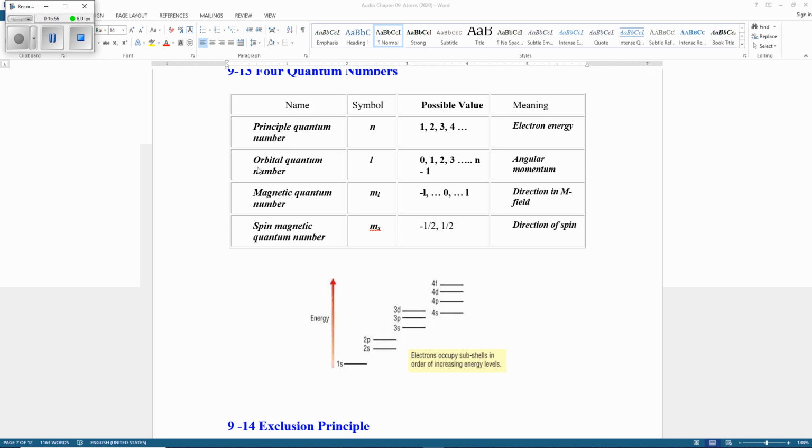The second one is called the orbital quantum number. The orbital quantum number gives you the angular momentum. The third one is called the magnetic quantum number. The last one is called the spin number, SPIN. So remember, every electron has 4 quantum numbers.